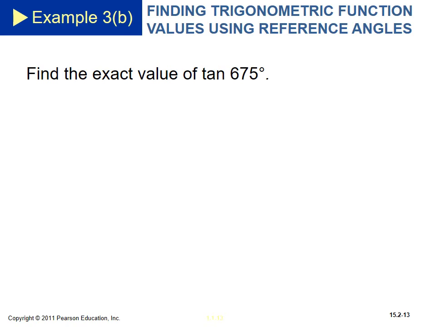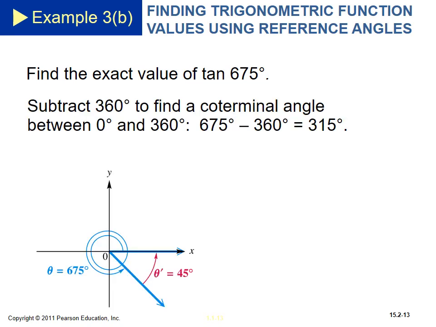Okay, so find the exact value of the tangent of 675. So the first thing we're going to do is subtract 360 from 675. So you look here, this is what I was talking about earlier. This is rotating around here, just like this. So that would be a 675 degree angle.